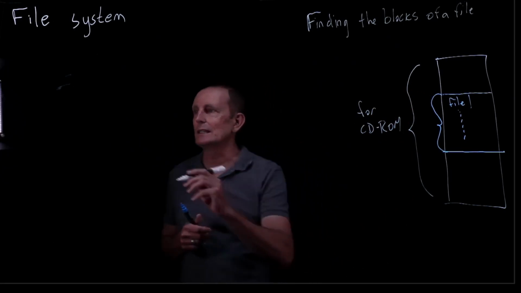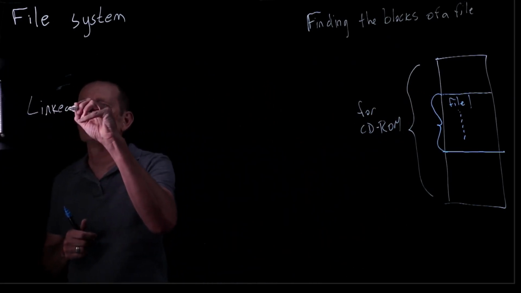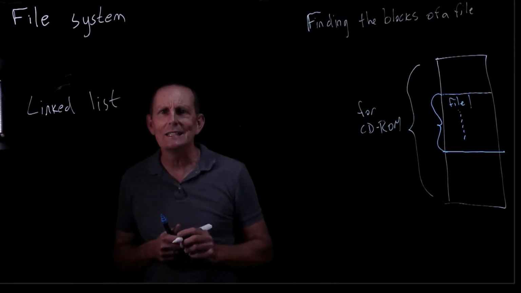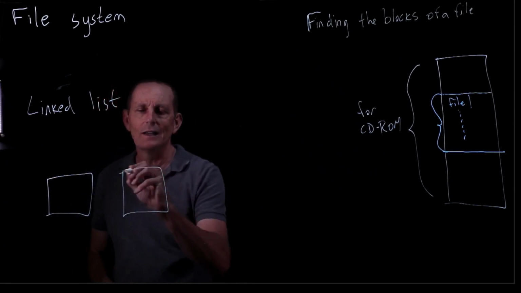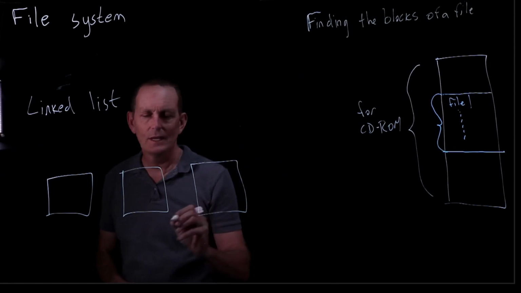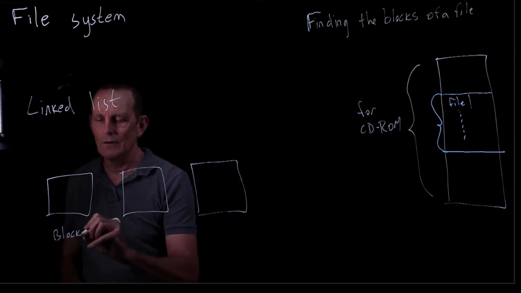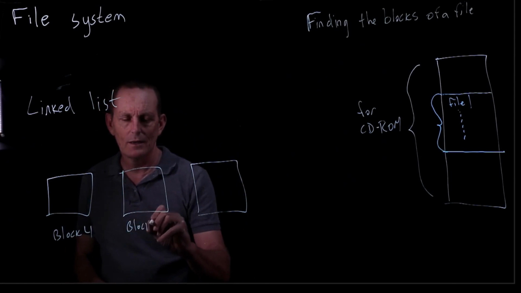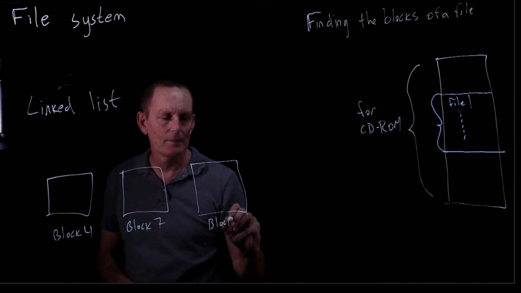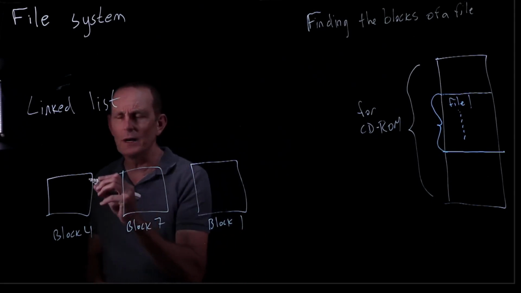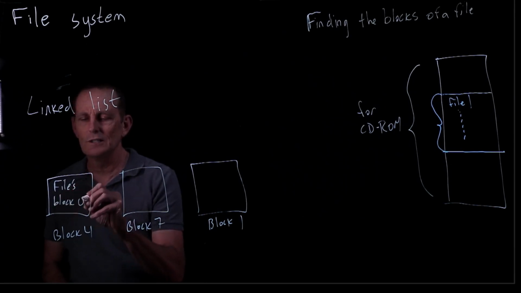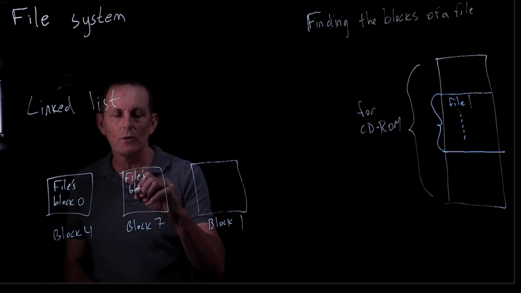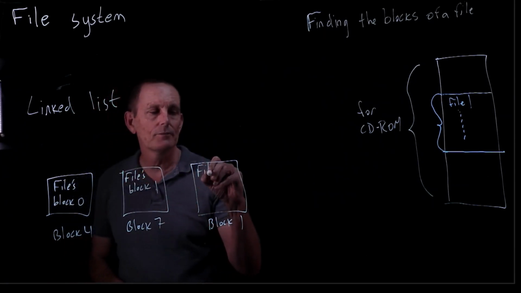A second way would be using a linked list. So the idea here is we have some blocks. Let's say that our file has 3 blocks. And let's say this is block 4 and block 7 and block 1. And so this is the first part. So this is the file's block 0, file's block 1, and the file's block 2.